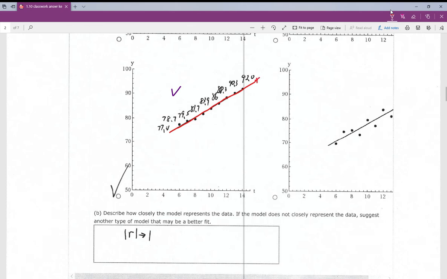So this is the model, and this is the data. Now, do you think this model is pretty good? I think so. This is a pretty good model.